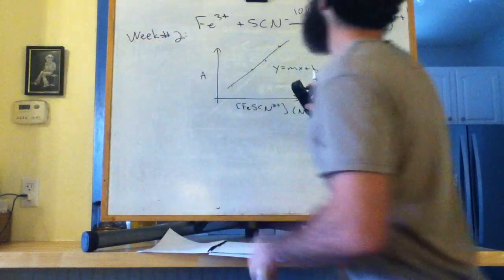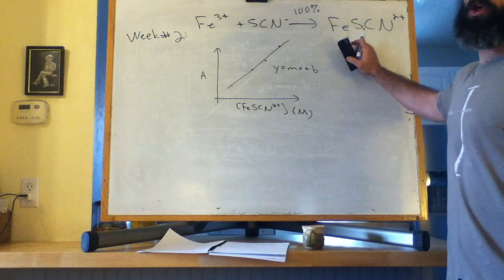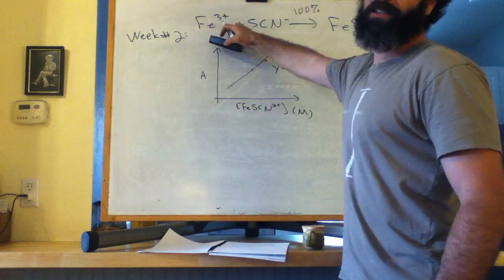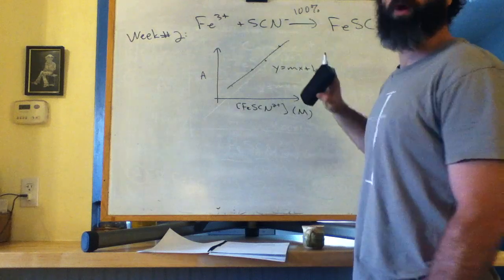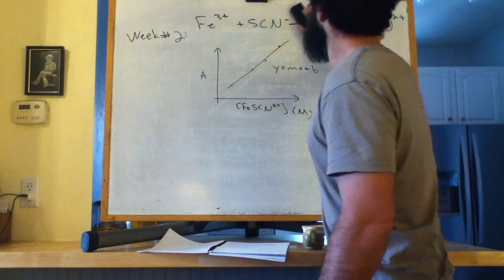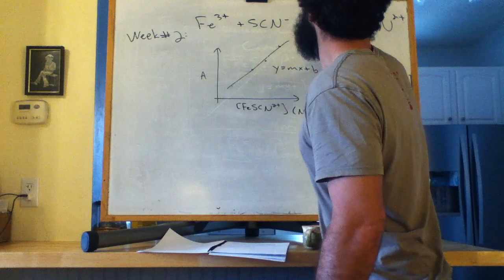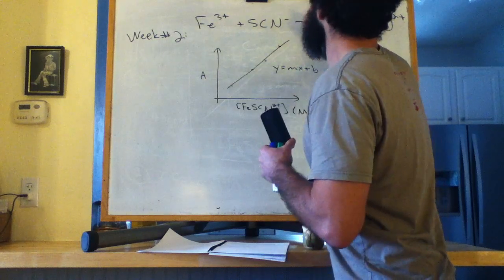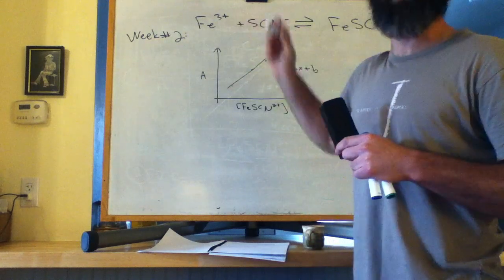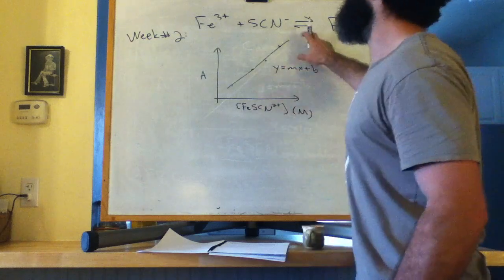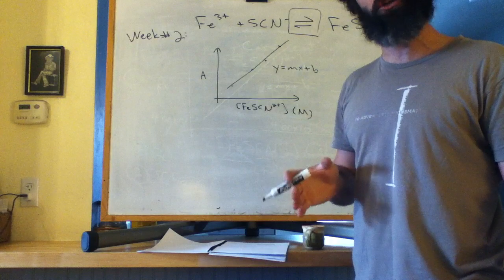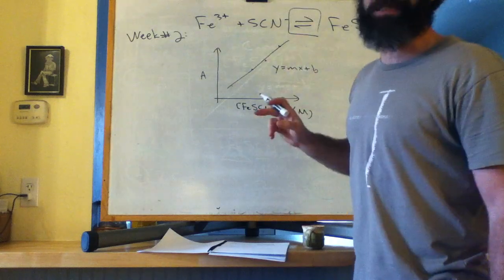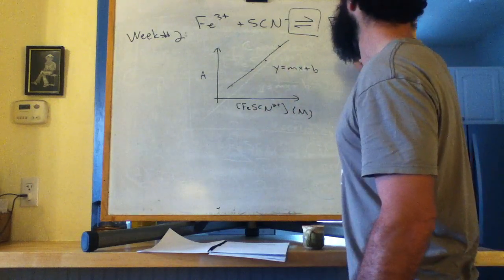Okay, so what are we going to do in week 2? Well, in week 2 it's going to be a little different than week 1. In week 1 we had a large excess of iron which drives this reaction to the right, and we assumed it went 100% to completion. In the second week of this experiment, we do not have a large excess of one of these two reactants, and what we want to do is ultimately determine the equilibrium constant of this reaction, our Kc.